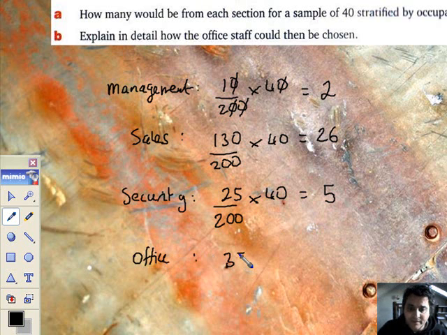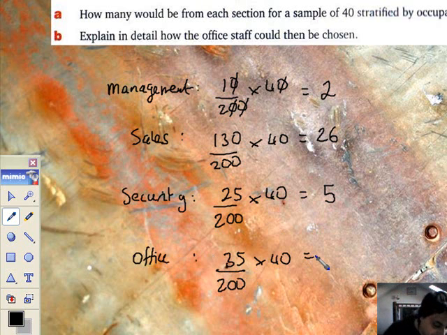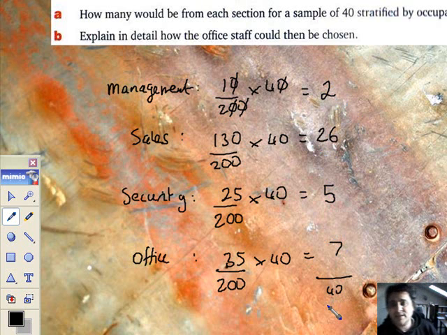We've got 35 over 200. It's that fraction of the 40 of the sample. Do the maths again. 35 over 200 multiplied by 40, and we shall be speaking to 7 of the office staff. Again, just to check, it's 28 plus that, 33, 40. Yep, absolutely correct. And it asks again, explain in detail how the office staff could then be chosen.